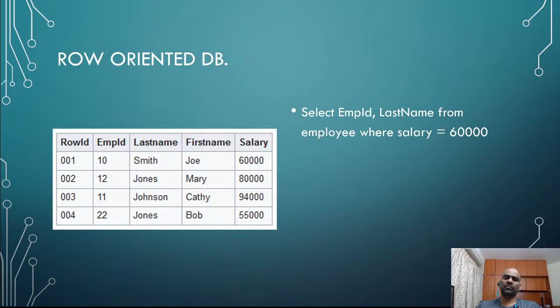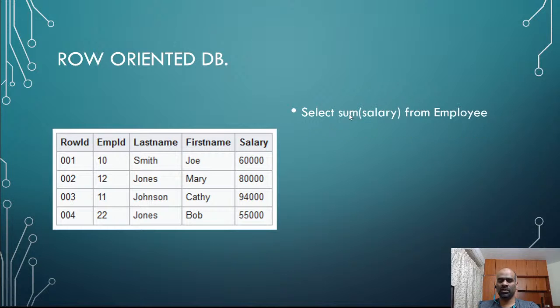So if I run this query, what will happen? It will go and search, the first record it is. Okay, it will be there. What if the salary is equal to 55,000? It will search 1001, 002, 003, 004, and then find the record with 55,000, and it will display employee ID and last name, right?